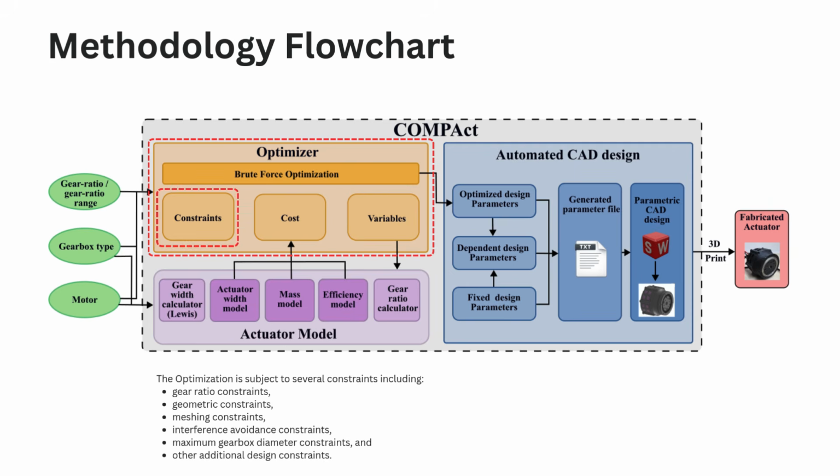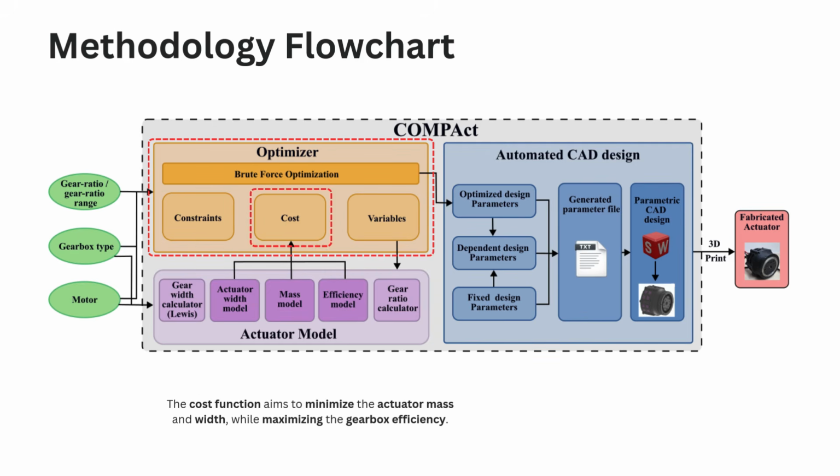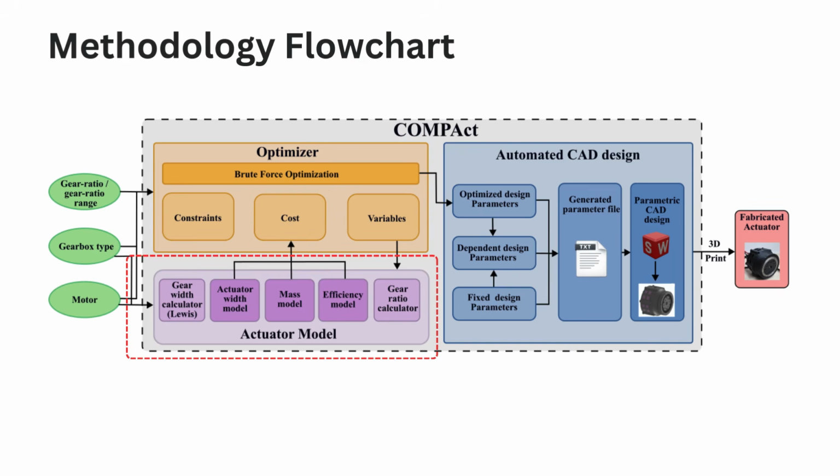The optimization is subject to several constraints, including gear ratio constraints, geometric constraints, meshing constraints, interference avoidance constraints, maximum gearbox diameter constraints, and other additional design constraints. The cost function aims to minimize the actuator mass and width, while maximizing the gearbox efficiency. The mass, width, and efficiency of the actuator are computed using the actuator model.